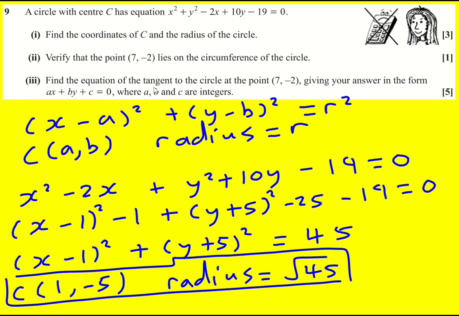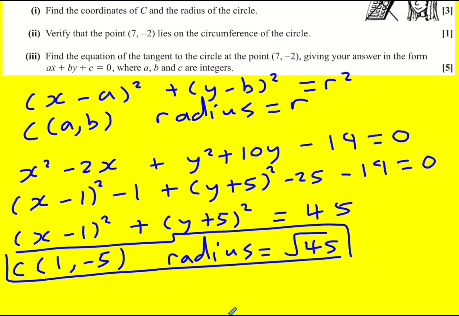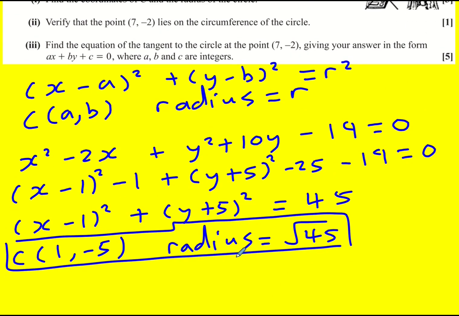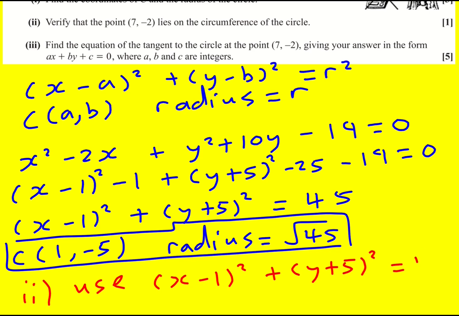We're now told to verify that the point (7, −2) lies on the circumference of the circle. So I'm going to use this version. It's going to be a bit easier to deal with, less squaring needed. And this will also serve as a bit of a check for our answer.